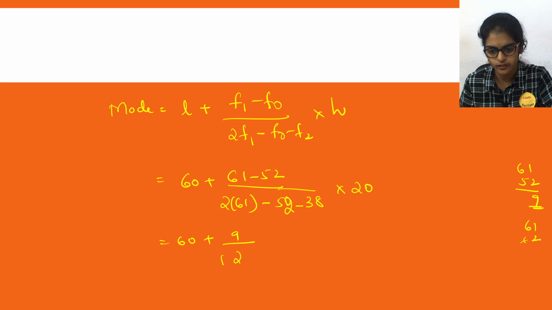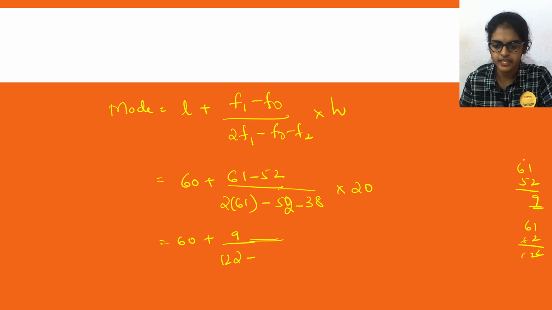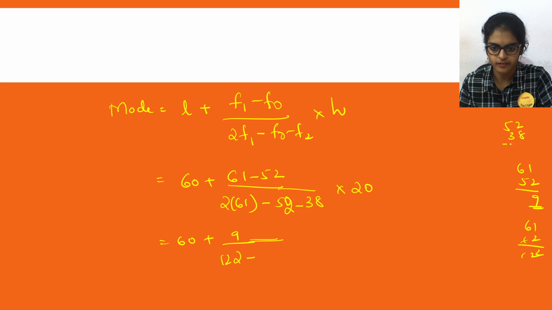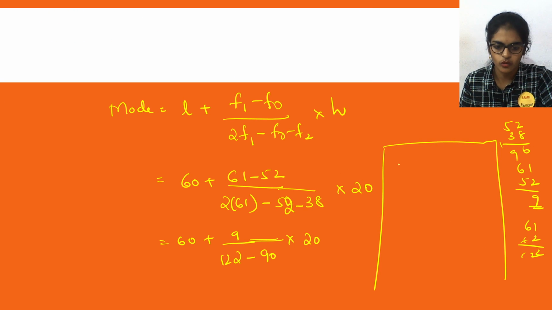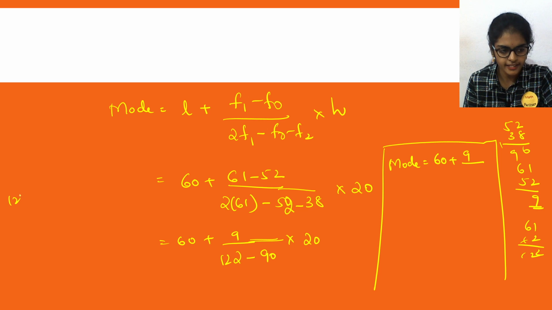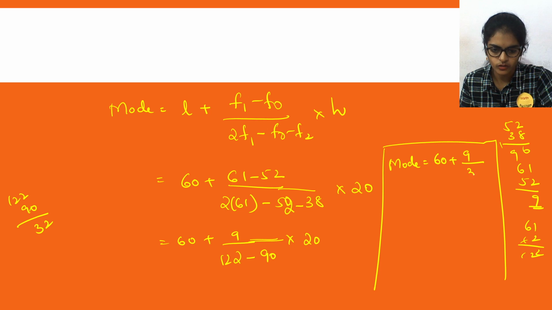So 61 into 2 is 122, minus 52 minus 38. So you have a 10 here, 8 plus 1 is 9. So this is 90 multiplied by 20. So yeah, let us do it here. So mode is equal to 60 plus 9 divided by, so 122 minus 90, you get a 32 here. Okay, so 32 multiplied by 20.